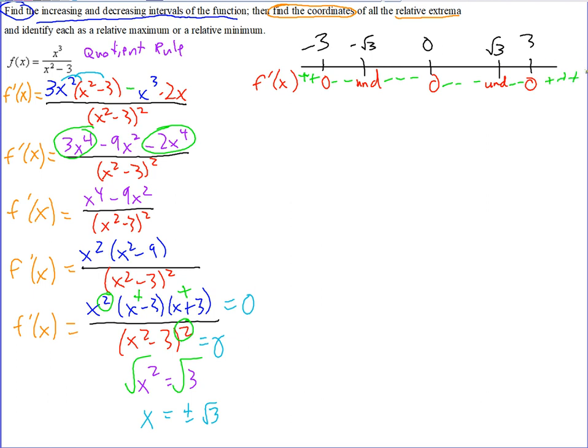So let's write down the increasing and decreasing intervals first. So based on the number line, you can see f is increasing on negative infinity to negative 3, and then union 3 to infinity.